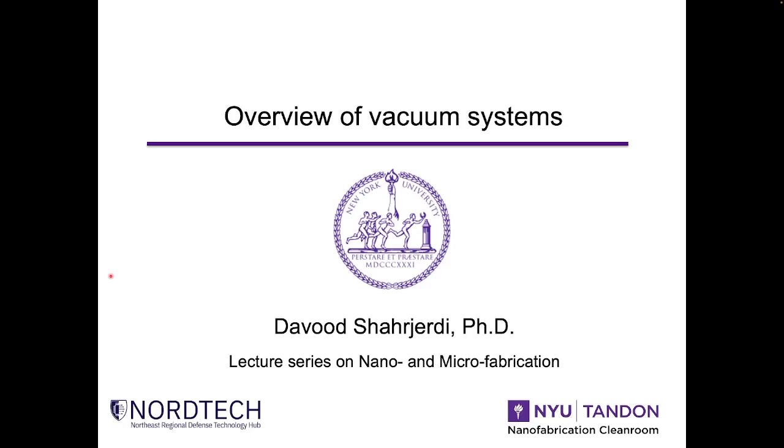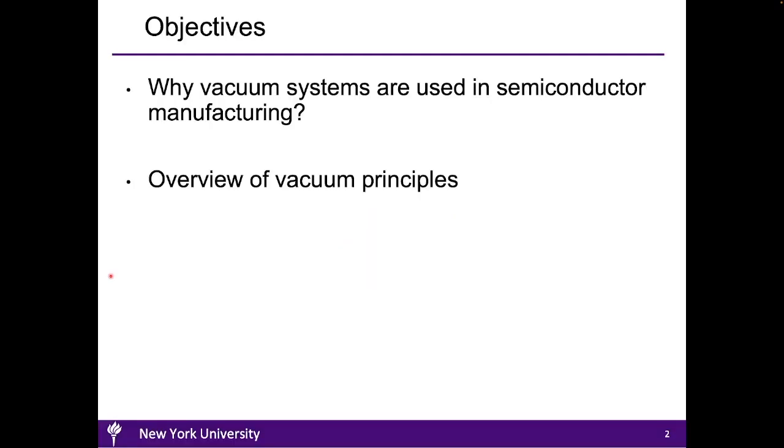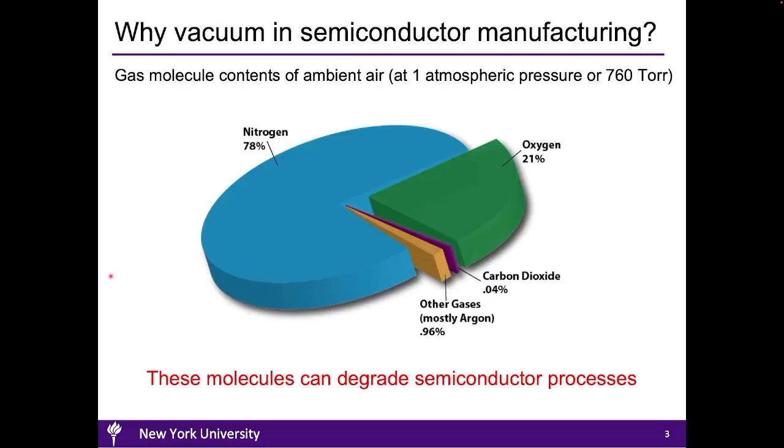Vacuum systems are used extensively in semiconductor manufacturing. Therefore, in this video, we'll provide an overview of vacuum systems. Using two examples, we'll explain the reasons for utilizing vacuum systems in semiconductor manufacturing. We will then provide an overview of the vacuum principles.